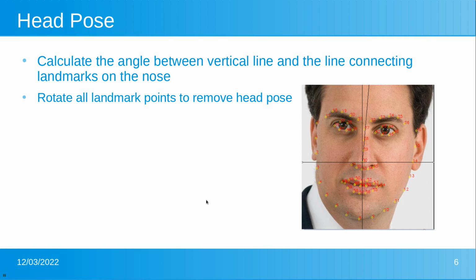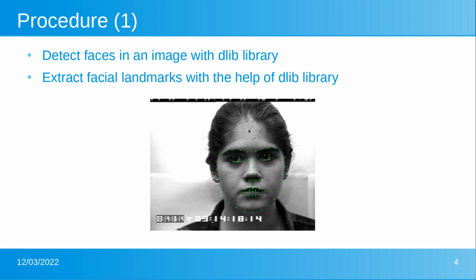One problem that we should address is that some faces, some images might have a little bit of head pose. To treat all the faces similarly, and to better classify the data, we need to remove this head pose. What we do is first we calculate the angle between this vertical line and the line connecting these 4 facial landmarks on the nose, and then we rotate all of these 68 facial landmarks according to this calculated angle. It should be mentioned that this is done before these procedures.